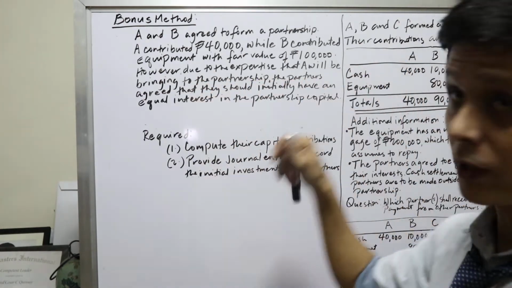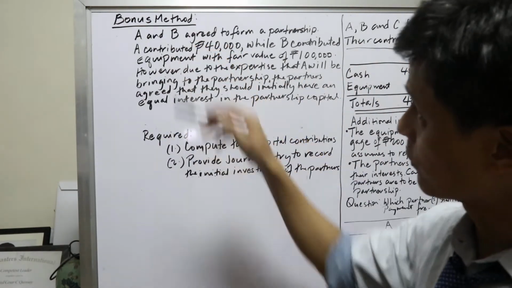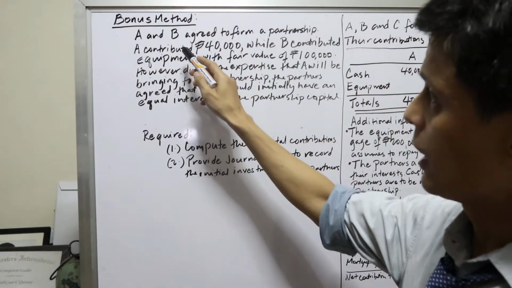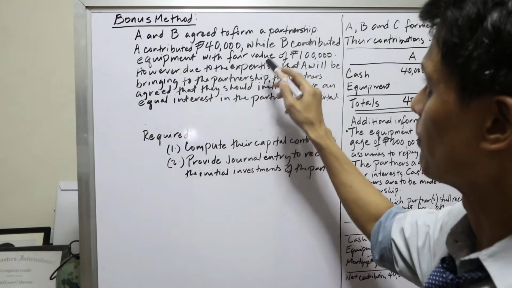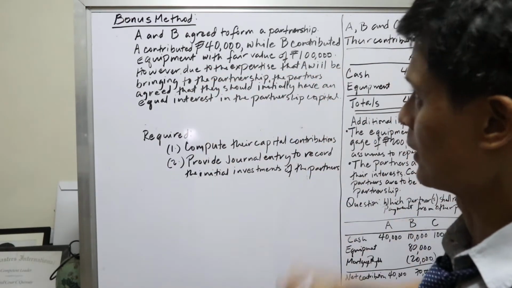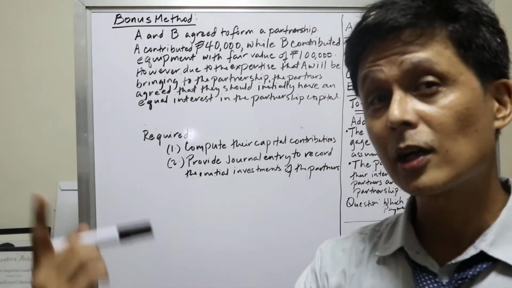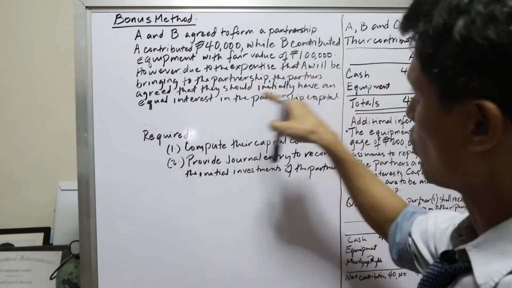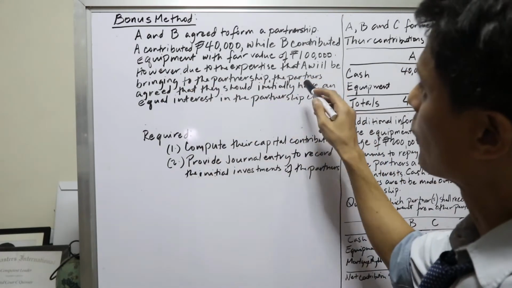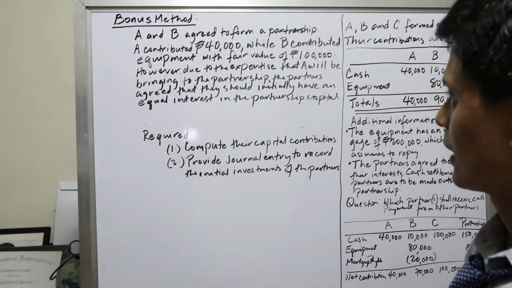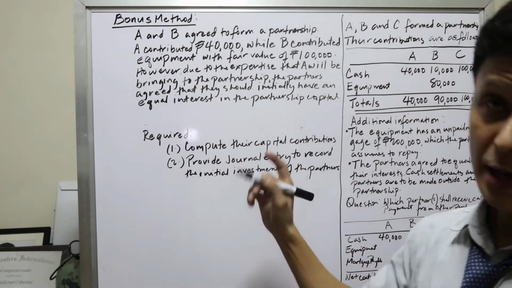So I prepared two examples, no? So you will take up this one first. A and B agreed to form a partnership. So si A raw nag-contribute ng 40,000, while si B nag-contribute ng equipment with a fair value of 100,000. So similar dun sa kaninang example ko. However, due to the expertise that A will be bringing to the partnership, the partners agreed that they should initially have an equal interest in the partnership capital.